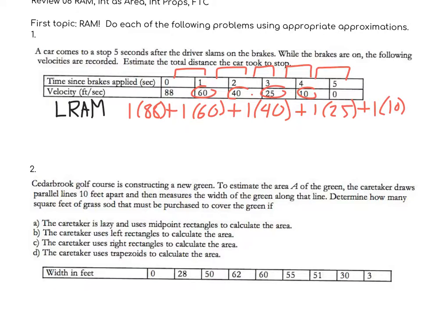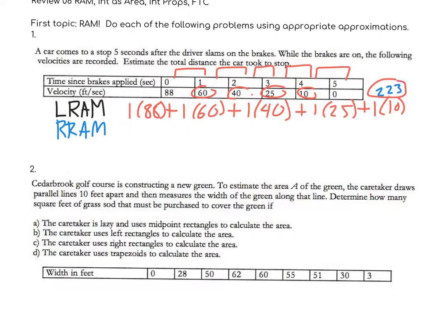So that'd be 88 and 60 is going to be 148, 188, 208, 213, 223. I could also do right rectangles.